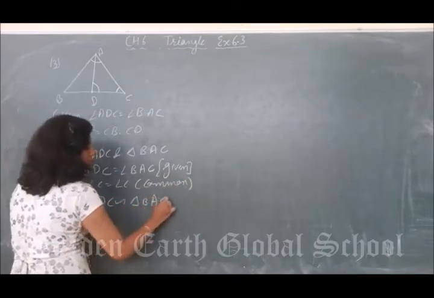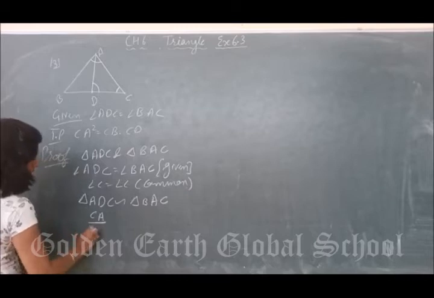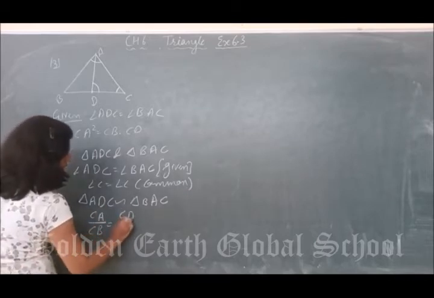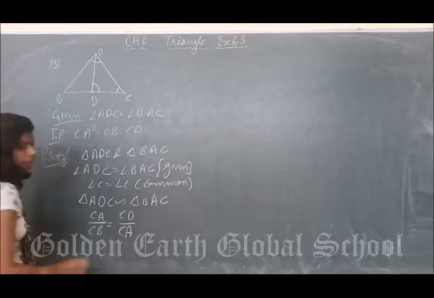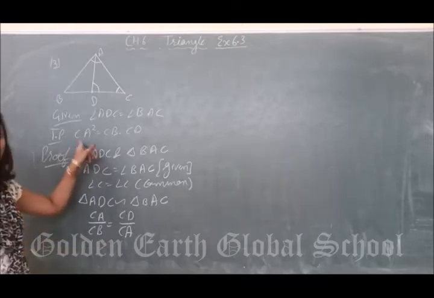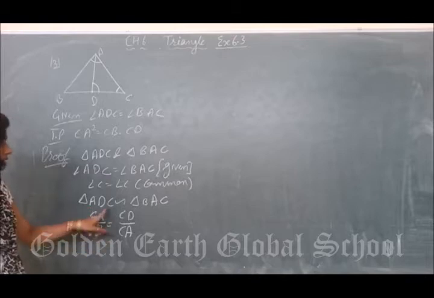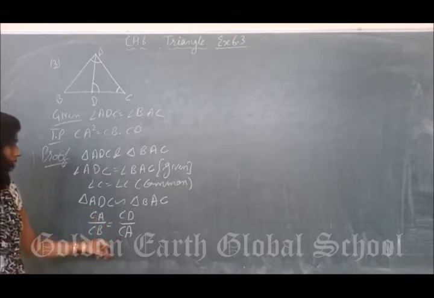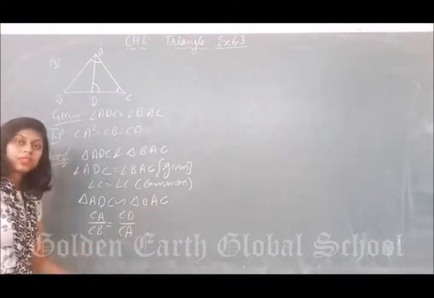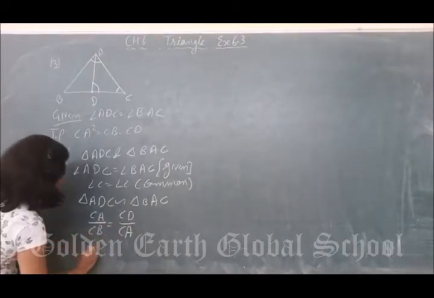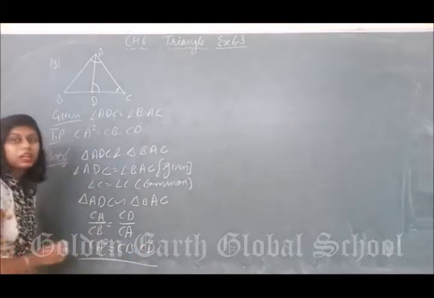Now you can write down the ratio. Which ratio will you write? CA upon CB equals CD upon CA. We will consider only those sides which we need in the result: CA, CD, CB and CA. We don't need AD, so we will not consider the first two letters. Clear? So by cross multiplying, CA into CA is CA squared, and here CB into CD. So this is the result.